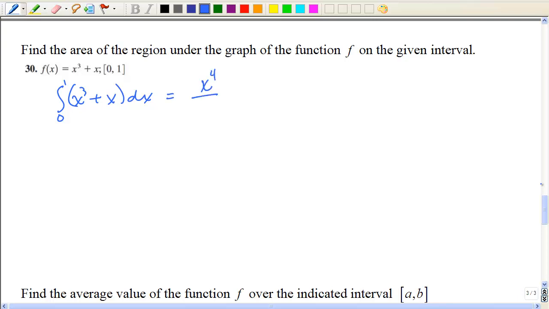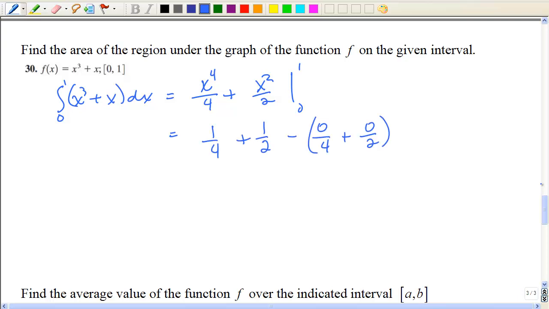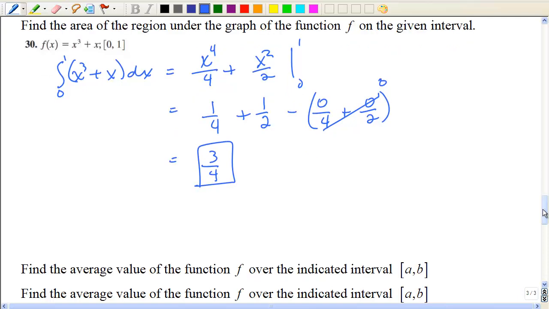So I have x to the 4th over 4, x squared over 2, integrating between 0 and 1. Of course, that's all 0. So 1/4 plus 1/2 is 3/4. Really doesn't get any easier than that, hopefully, if you know your power rule.